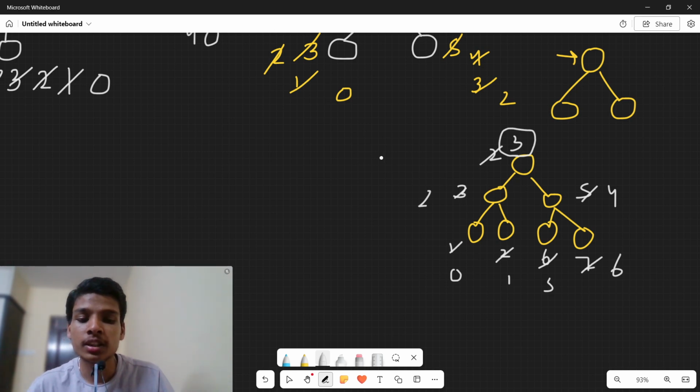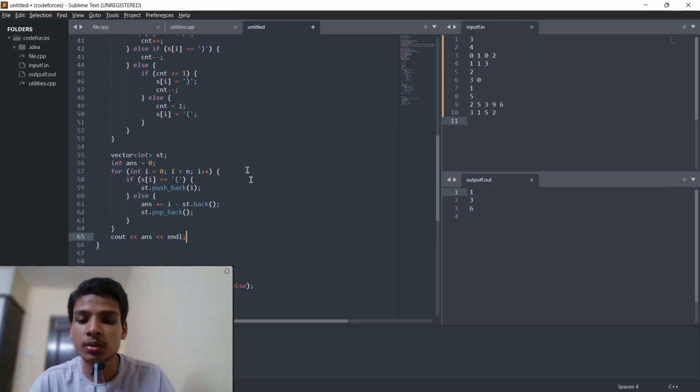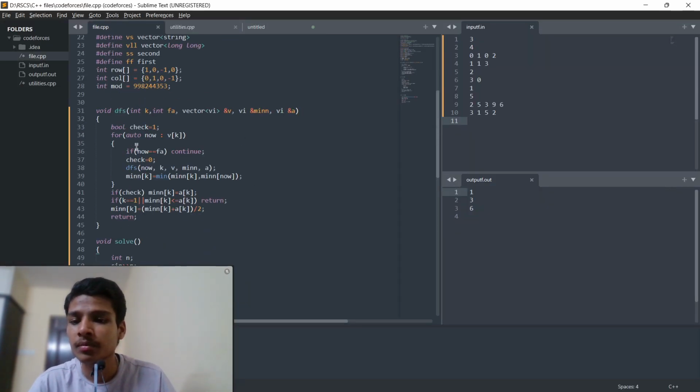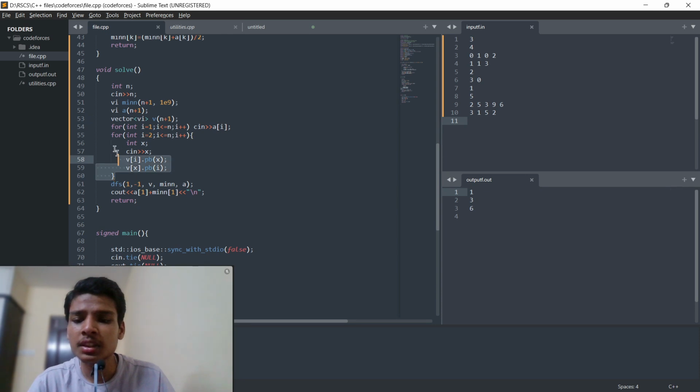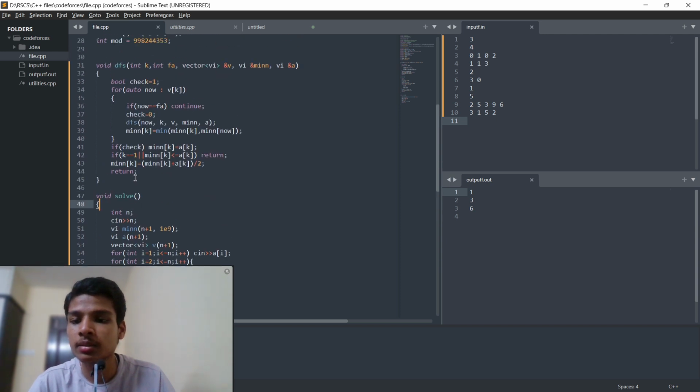But how can we calculate this case? I think it will be easier to check the code. Now, what I'm showing is only the input part. I will tell you the DFS approach, like a DFS question.